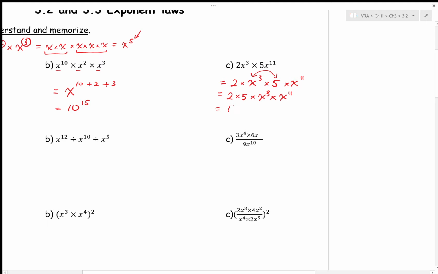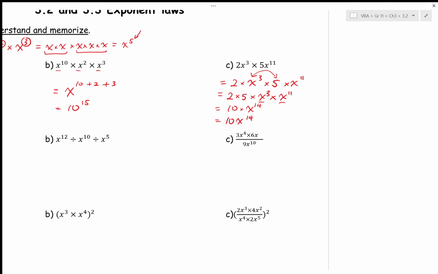And then it becomes 10 because 2 times 5 is 10. And then we have the same bases for the x's. So x times x, and then we're multiplying, so it's to the power of 14. In a simpler way, it's basically 10x to the power of 14. This is a long way to explain why it becomes 10x to the power of 14.